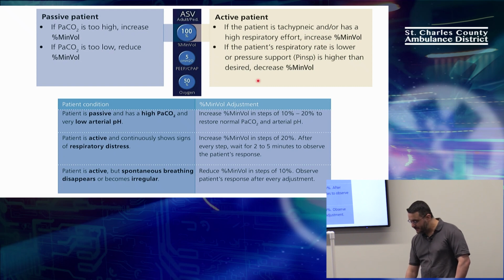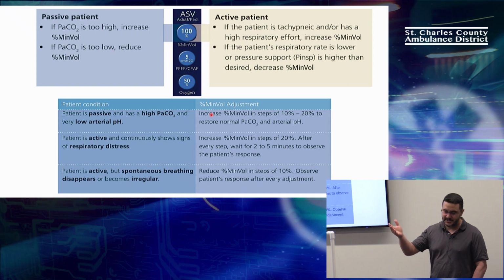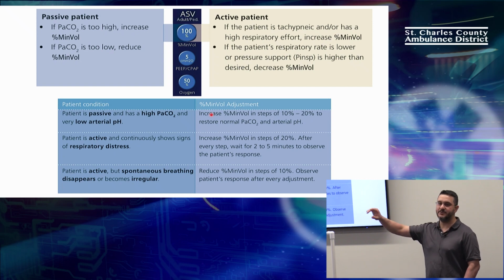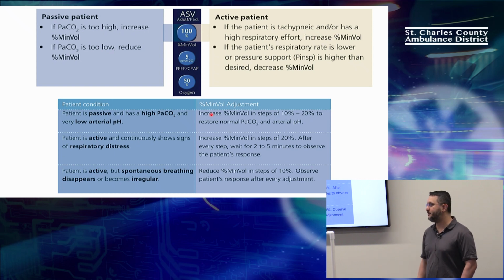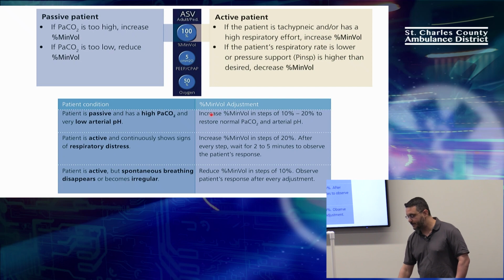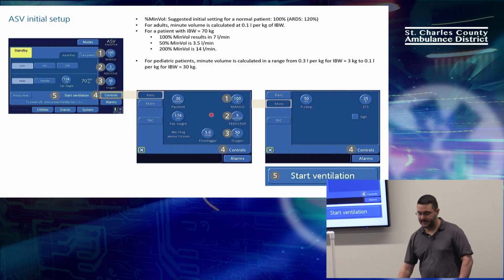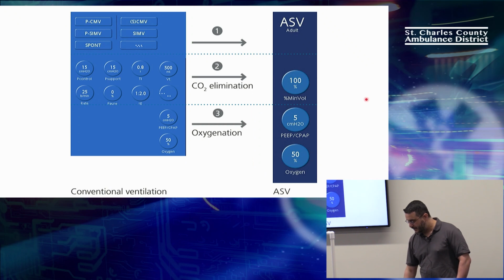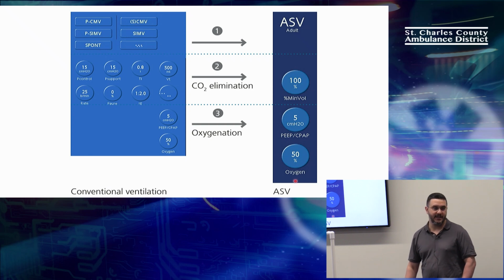So basically they're telling you, if you're blowing off too much CO2, go down by 20% and wait 2 to 5 minutes. If you're not blowing off enough CO2 or they're working hard, go up by 20%. Okay? This thing basically tries to deliver a minute volume. That's all it's doing. I'm going to go back. It lets you set a PEEP, it lets you set a percent minute volume, and it lets you set FiO2.